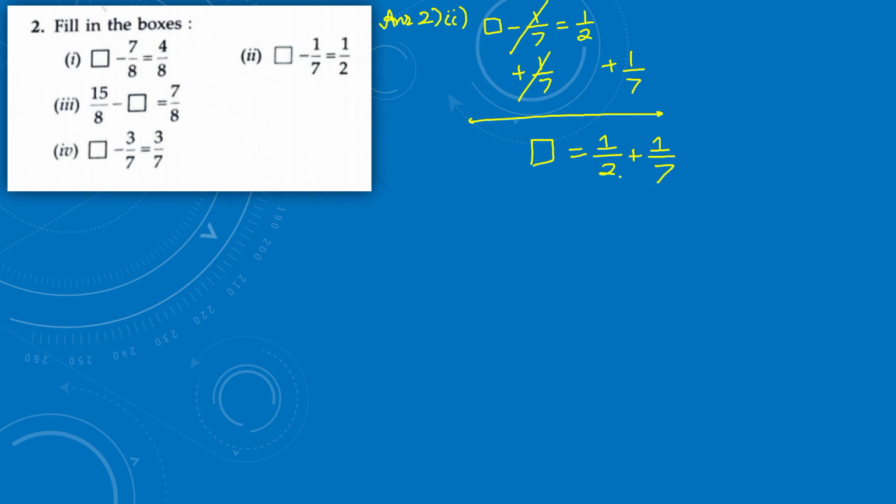Now, same thing, we are going to do the cross multiplication or ECD method. You can do the LCM method as well. We first multiply from bottom to top, 2 into 1 is 2, then 2 times 7 is 14. 7 plus 2 will be at the top, that is 9, and the denominator is the product, 7 into 2, which is 14. So box equals 9 upon 14.